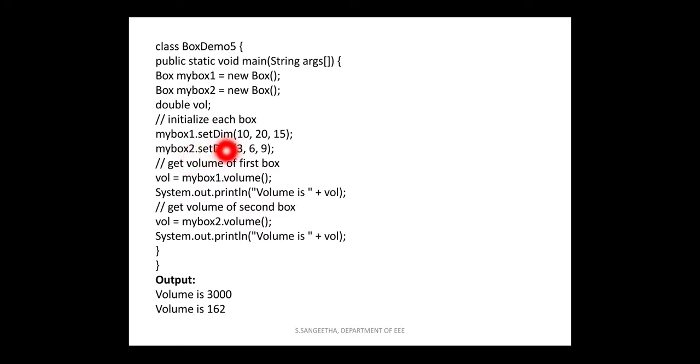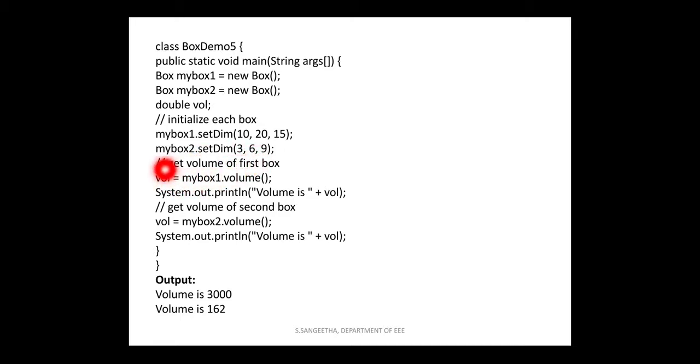mybox1.setDim. And next you have to initialize the second box statement, that is mybox2.setDim(3, 6, 9), which means 3 indicates the width of the mybox2 and 6 indicates the height of the mybox2 and 9 indicates the depth of the mybox2.